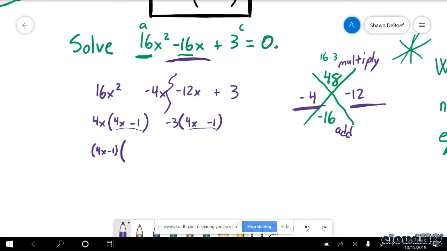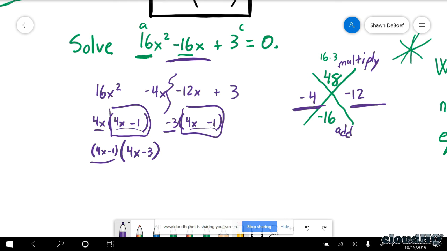Nope, I did not divide the x out. So we have this 4x minus 1 in common. I factor it out front. It goes in the front. And then when I do that, it goes away. I took care of it. So what's left when I pulled that away from each term? Well, the first one was left with 4x. The second term was left with negative 3. So I have 4x minus 3 that's left after I pull out the 4x minus 1. So there is my factoring.